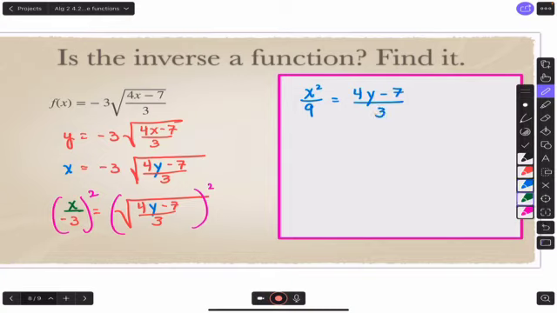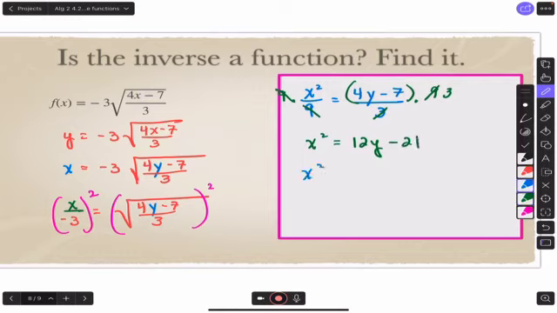Now I don't like all these fractions here, so we're going to eliminate fractions. I'm going to multiply both sides times 9. 9 over 9 would cancel, so now I've got x squared equals. Now 3 goes into 9 3 times, so I have to take this entire numerator times 3, giving me 12y minus 21. And we're almost there.